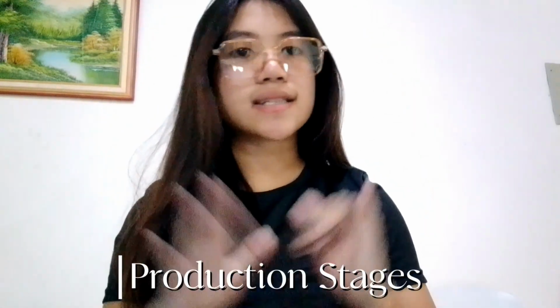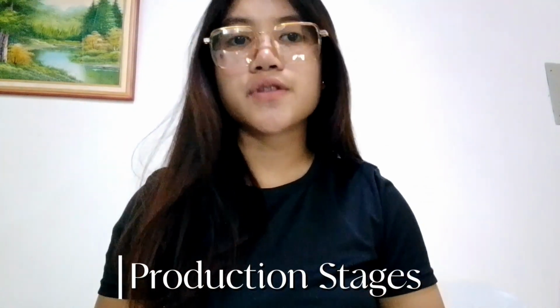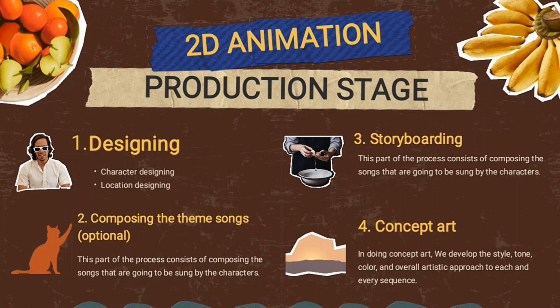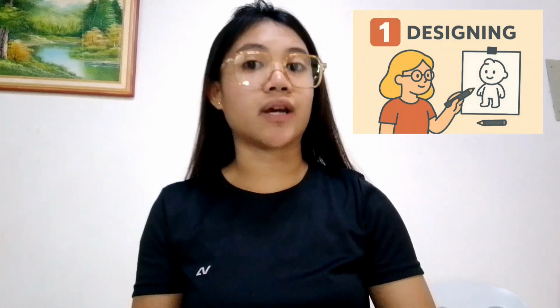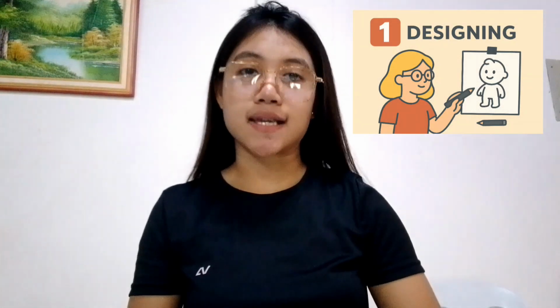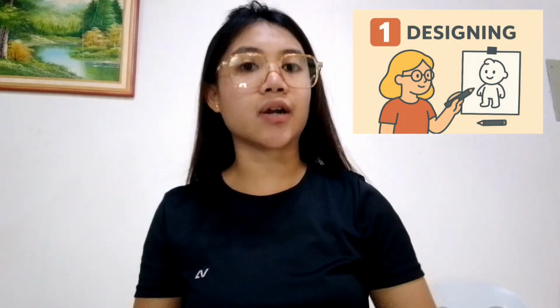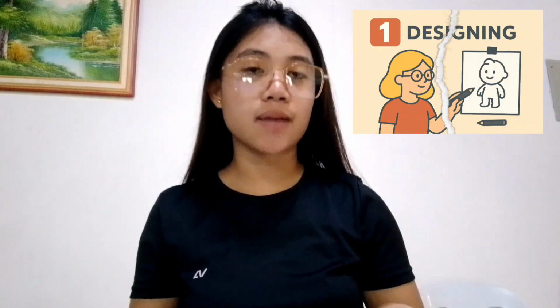So good day everyone. So I will be discussing to you the 6 production stages of 2D animation. So we have designing, composing the theme songs, storyboarding, concept art, voice recording, and animating. So first is designing. This is where we create the looks of every character and the places they live in. Also here, we decide how they look before anything moves.